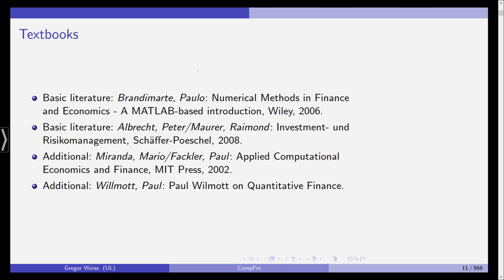There are some other books which are actually quite nice. For example, Applied Computational Economics and Finance by Miranda and Fackler, and also Paul Wilmott on Quantitative Finance. Now, Paul Wilmott is a very interesting person.